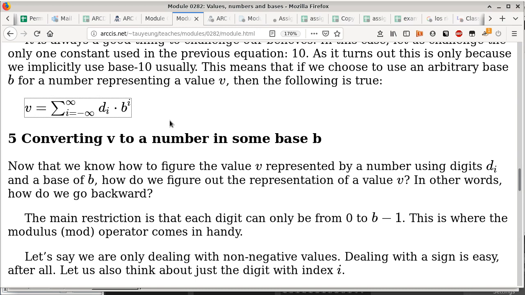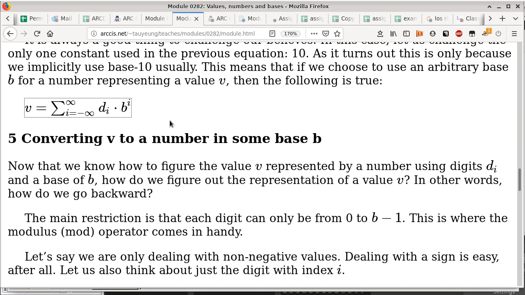No questions? All right. So now we're moving on to section 5, which is converting a value. You are given a value V, and I want you to present that value as a number in a particular base B. So how do we do this?